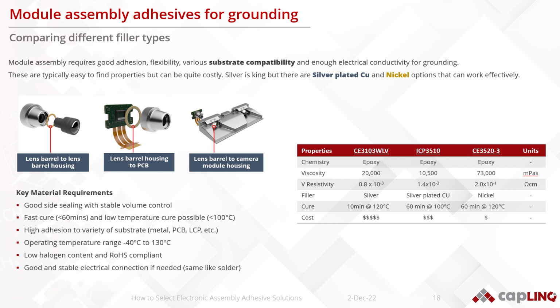Another option could be a silver plated copper material. This would lower the electrical conductivity of the material, but it's also a bit lower in price. A different option could also be nickel, which is the cheapest of the bunch, but there's also some health and safety concerns with using nickel, as it's toxic for humans.